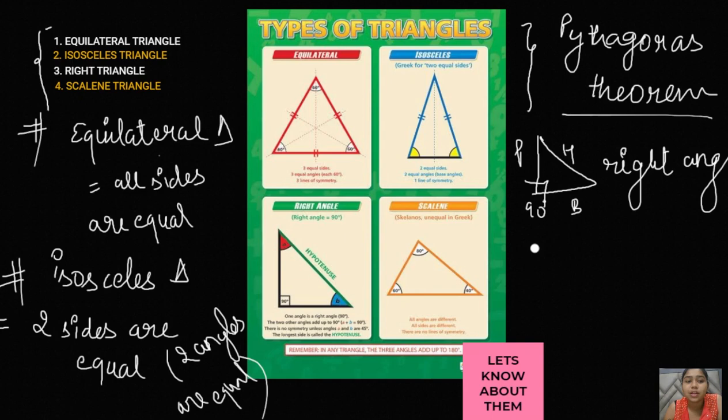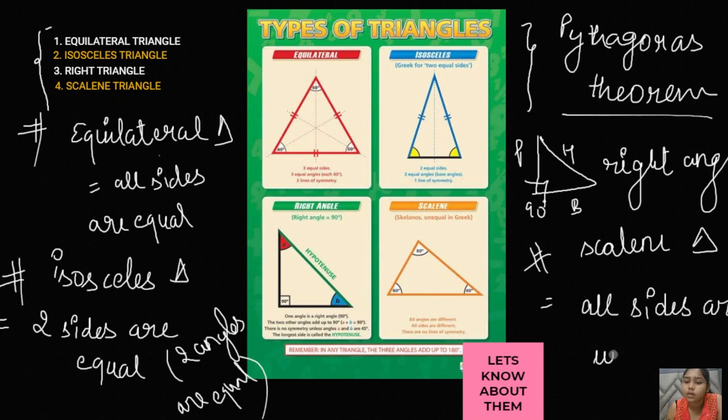So this is what we call a right angle triangle. And the last and the fourth one is the scalene triangle. Okay, this is very easy. A scalene is any triangle in which all the sides are unequal. Every side is unequal. This is what we call a scalene triangle. Right angle triangle with the 90-degree angle, isosceles having two equal sides or two equal angles, and in the case of equilateral, all the sides are equal, and also in an equilateral triangle all the angles are of 60 degrees.